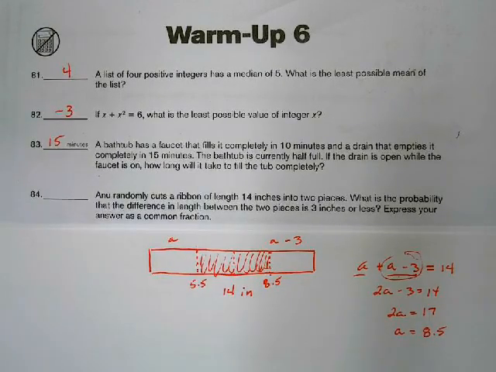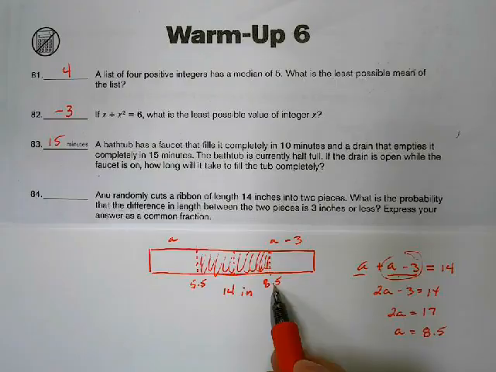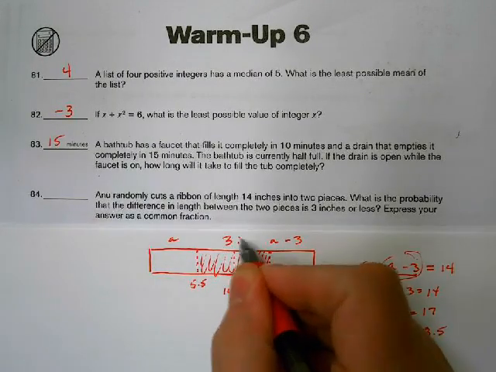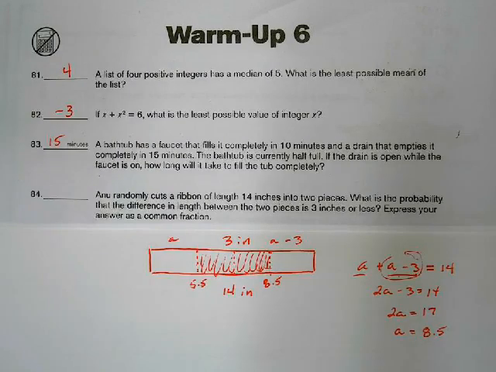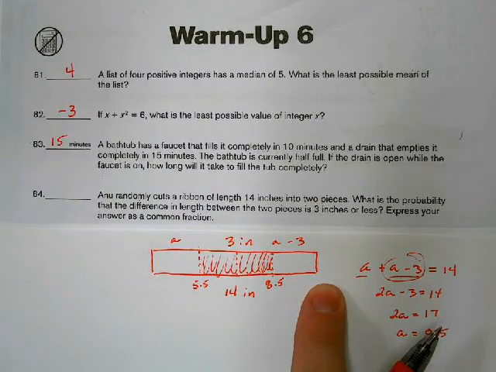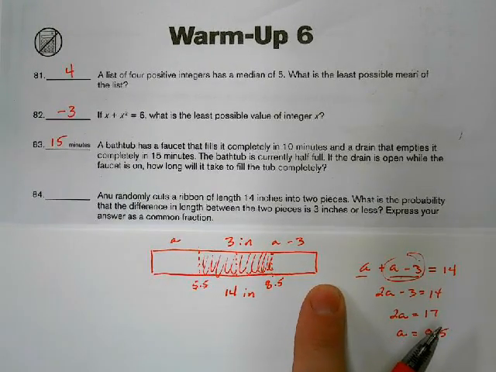So what's the range between these two? The range from 5.5 to 8.5 is a 3-inch section that I could cut in. So 3 inches out of a total of 14 inches is the section that I could cut in. So that would be 3 out of 14.